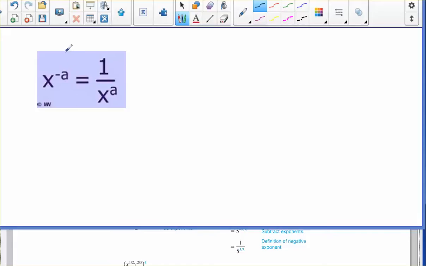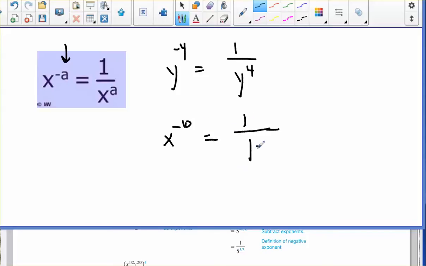What about if our exponent is negative? Well, that's easy. We're just going to rewrite that as 1 over. So if I've got y to the negative 4, we can rewrite that as 1 over y to the 4th power. If I have x to the negative 10, that's just going to be 1 over x to the 10th power. Excuse my sloppy writing. And if I have x raised to the negative 2/3, no problem.